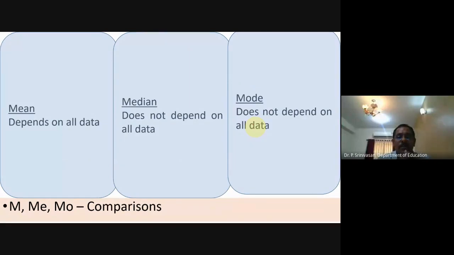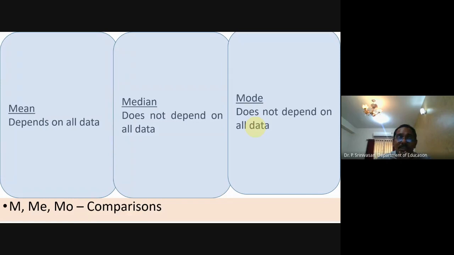For mean, from all the data you have to calculate. In mean, we don't leave any data. You take all the data and divide by the total number of data. For median, don't take all the data. Just need to know the total number only. N plus 1 by 2. That's all. Mode also does not depend upon all the data.